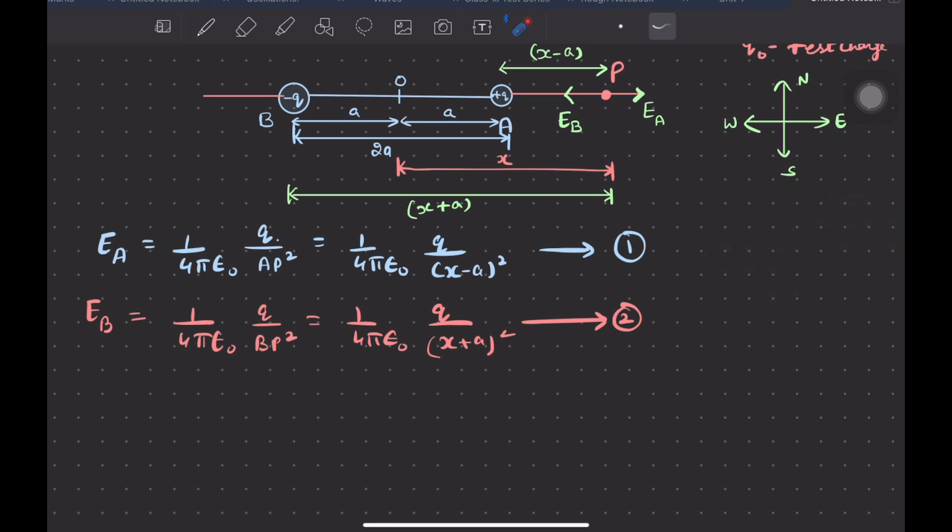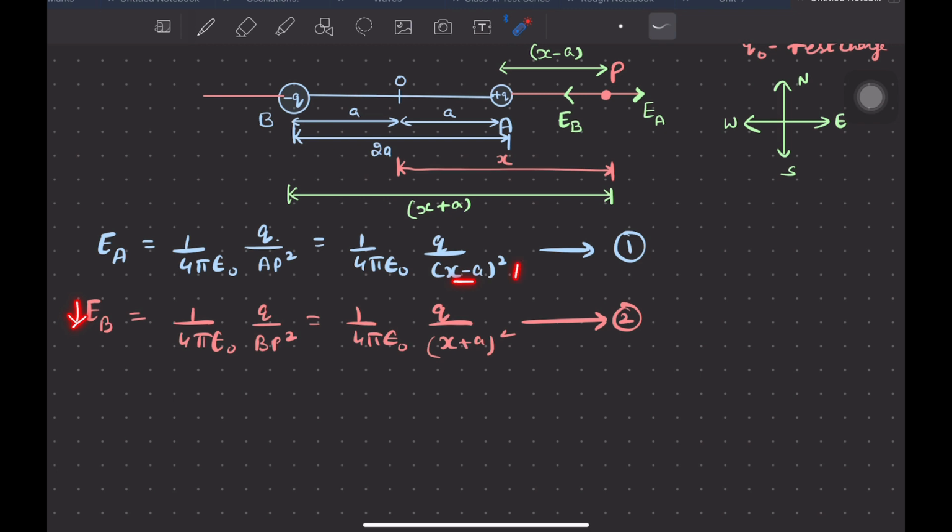Why have I made it the shorter one? We have to look into the denominator of each equation. Here the first equation has a denominator with x minus a. In the second equation we have a denominator with x plus a. So when I talk about x plus a, that means this denominator is greater, hence EB is smaller.